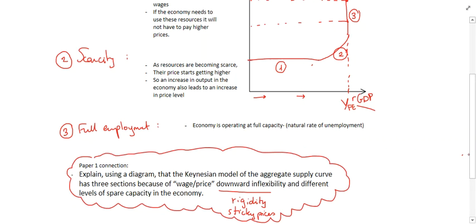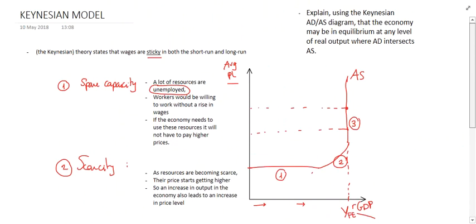Now let's move on. We haven't still answered the other question, which is to explain using the Keynesian model that the economy may be at an equilibrium at any level of real output. And we'll do that in the next video.